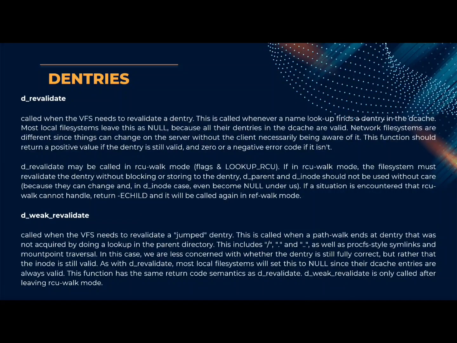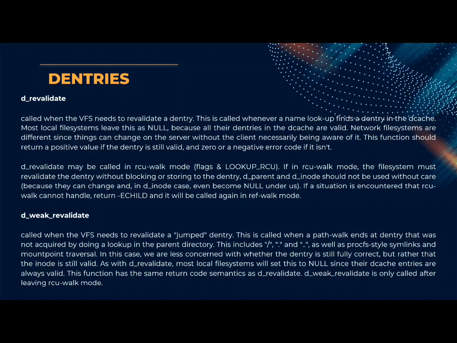This is the example we can take from the structure and trace what it can do. The first one is d_revalidate. It is called when the VFS needs to revalidate a dentry. This is called whenever a name lookup finds an entry in the dcache. Most local file systems leave this as null because all the entries in the cache are valid. Network file systems, however, are different, since they can be changed without the client noticing. The function should return a positive value if the entry is still valid and 0 or a negative error code if it isn't.